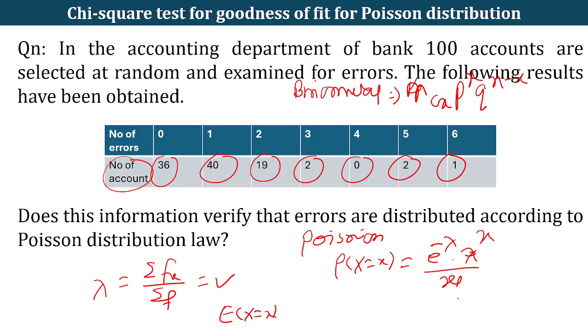Will you be able to do it, sir, or shall I do it? One formula you solve and this one, sir. Okay, simple. So the first task is to calculate the lambda, because we know the formula: e to the power minus lambda, lambda to the power x by x factorial. So how much is it going to be? I'll take one page and I'll give it to you.